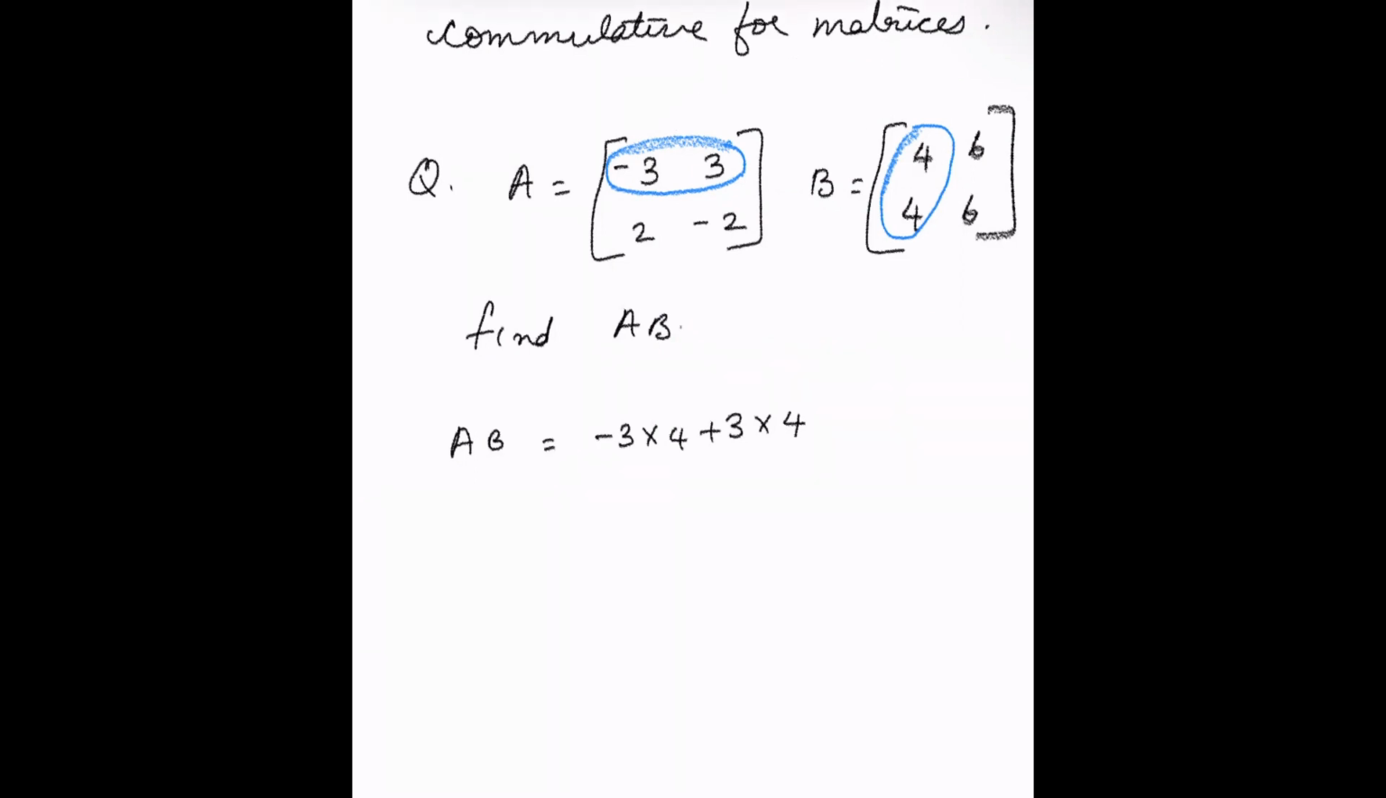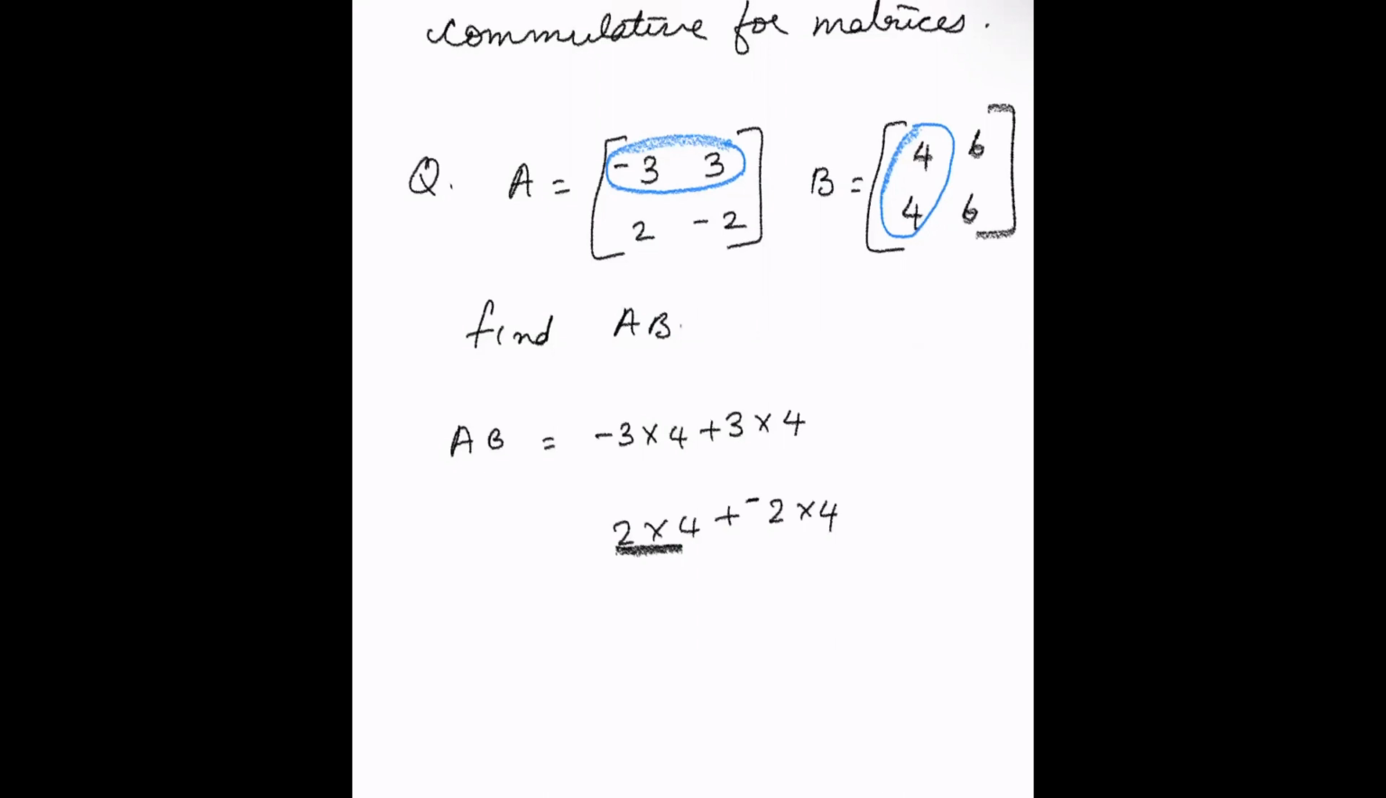Tell me. It will become 2, right? First, what do you have to write? The element down. It will then become 2 into 4 plus, what is the second element? 2 into 4. Negative 2 into 4. Okay.